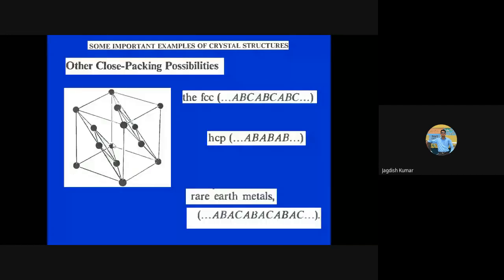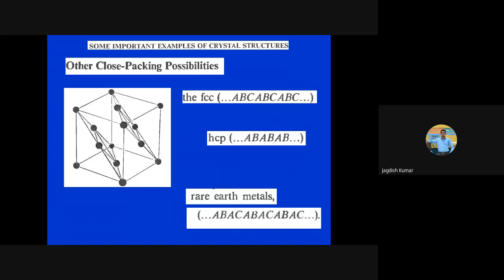I hope I could convince you with this. So in this FCC, you have ABC, ABC, ABC type arrangement. And in HCP, it is AB, AB type arrangement. But in some other cases, it may be some complex arrangement like ABA, CAB, this kind of complex arrangement. So you would see that this arrangement is repeated. It doesn't repeat up to this. After this C, you will see this pattern repeats itself. So there may be some more complex crystal structures.